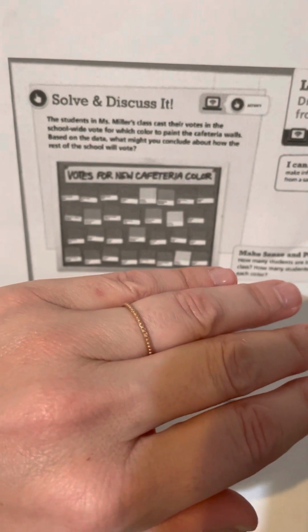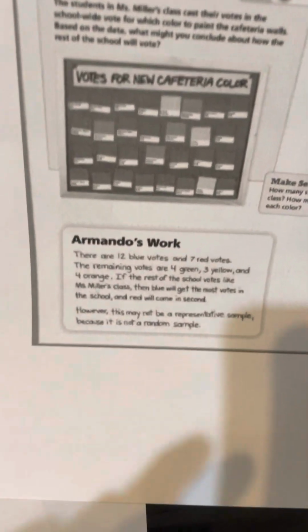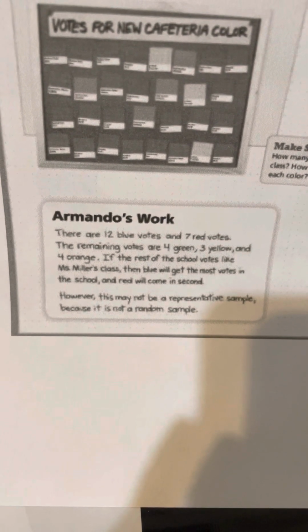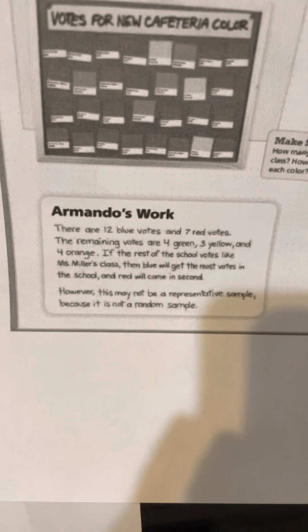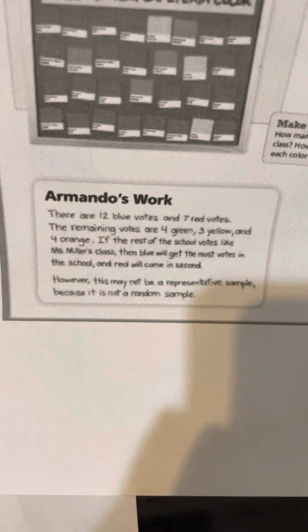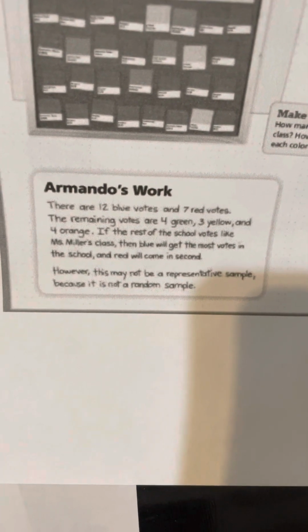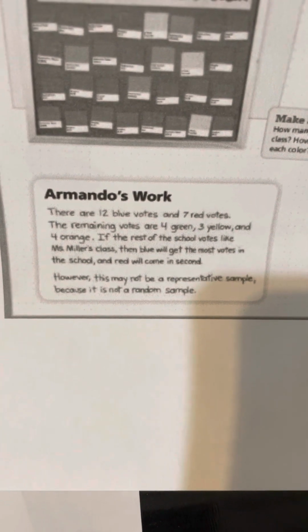All right, so now that y'all have talked about it, let's look at one student's work. This inference from Armando says that there's 12 blue votes and 7 red votes. The remaining votes are 4 green, 3 yellow, and 4 orange. If the rest of the school votes like Miss Miller's class, then blue will get the most votes in the school and red will come in second. However, maybe this isn't a representative sample because it's not random.